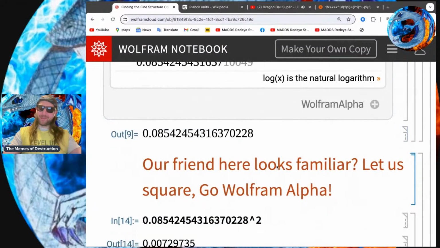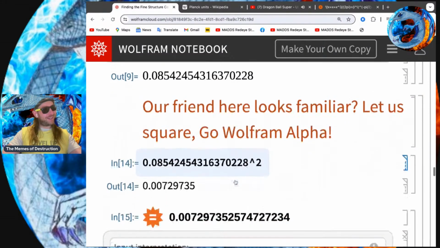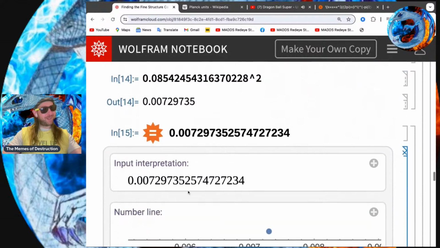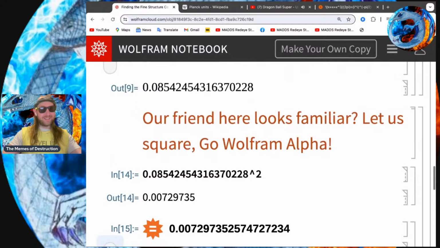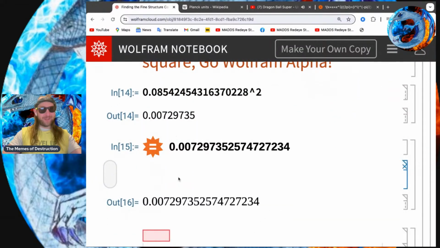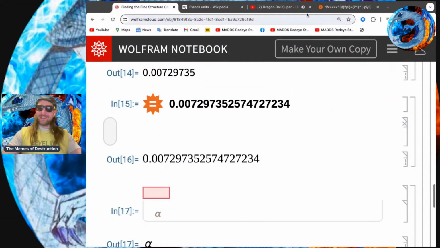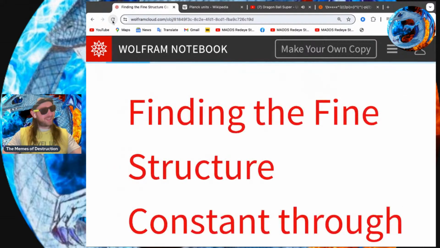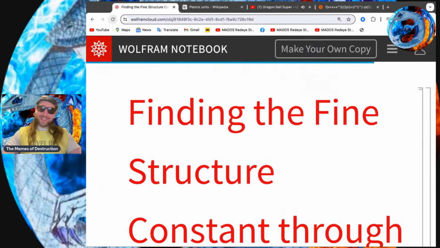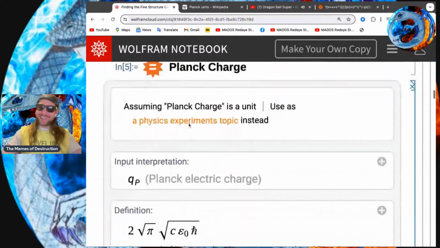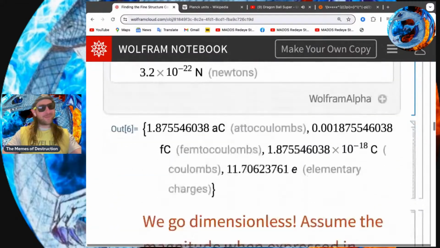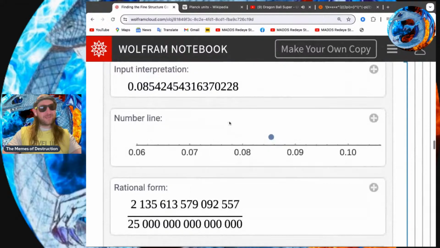Our friend here looks familiar. Let us square. Go, Wolfram Alpha. So I squared it. This is the number that we got here. Okay. Cool. All right. Oh no, I lost my thing. It's breaking. Hold on. Reload the page. See? It's always the gremlins or cosmic rays playing around. But go back down here. Boom, boom. Okay.